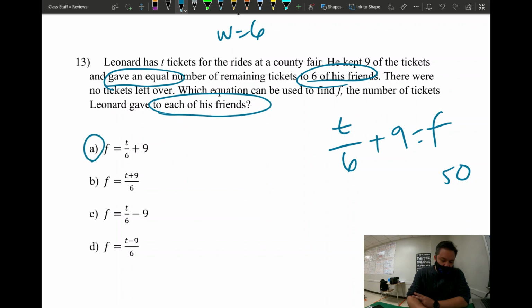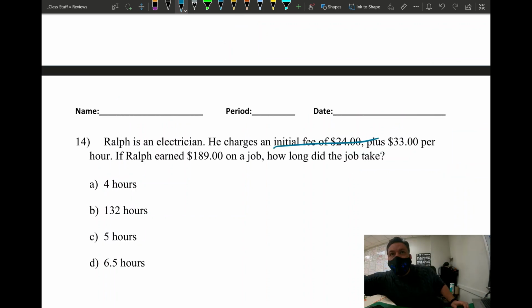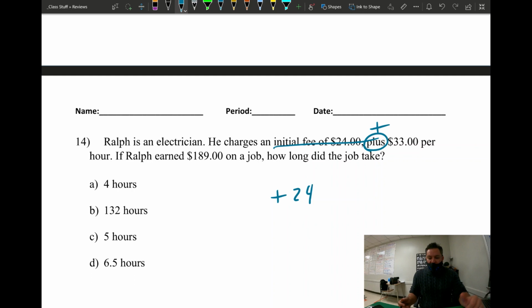Next one, 14. Similar. In this case, we're gonna have to write the equation and solve for the equation. Ralph is an electrician. He charges an initial fee. Remember about fees? Every time you have a fee, it goes by itself and he's gonna charge you. So you're gonna add $24 to the rate. Plus, keyword, literally means to add 33 per hour. So $33 per hour plus the 24 equals $189 that he took home.